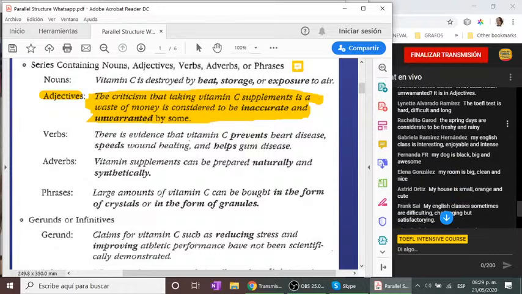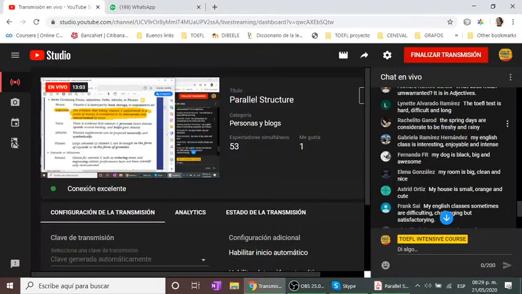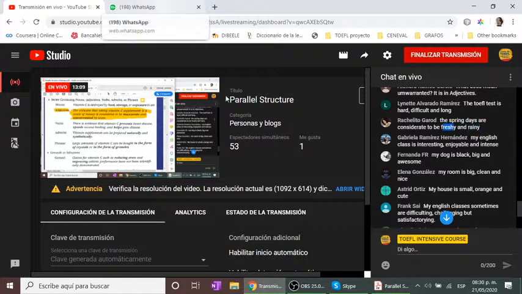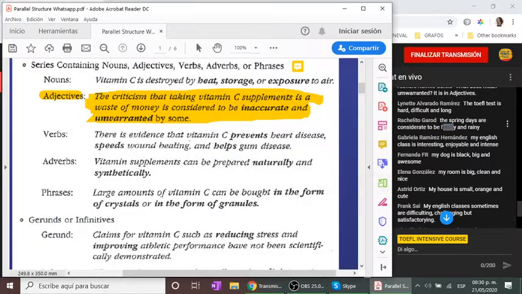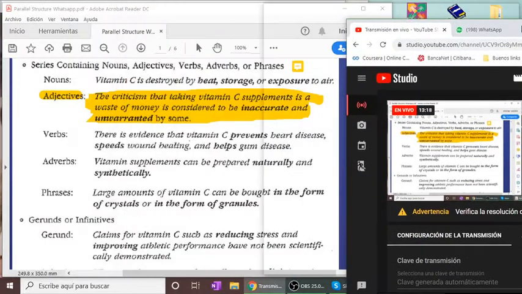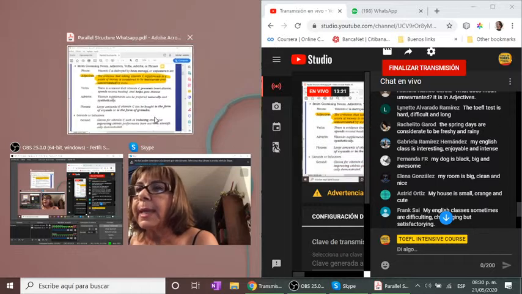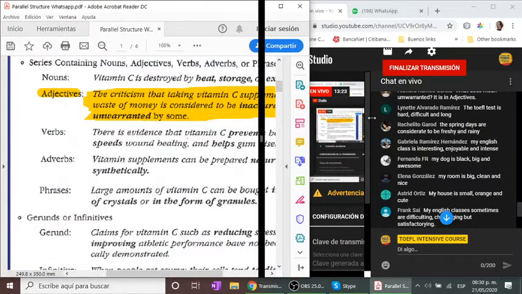Yes, that's good. The spring days are considered. No, we have to rephrase that. Okay, you don't need to put the. Spring days are considered to be fresh and rain. No, we can't. Freshly is not a good word. We have to rephrase that. Porque no es como fresco, ¿verdad? De ambiente. Yeah, no, it's not a word. Not for there. So you have to regroup that. It's not correct.